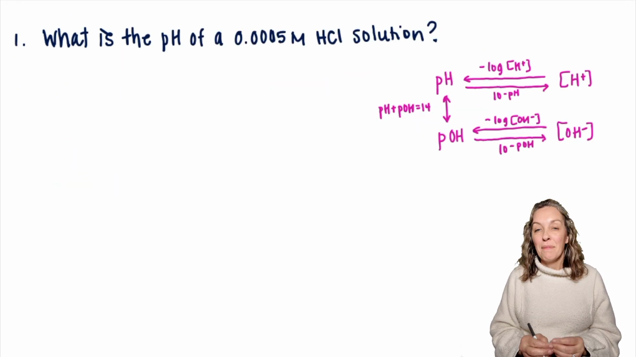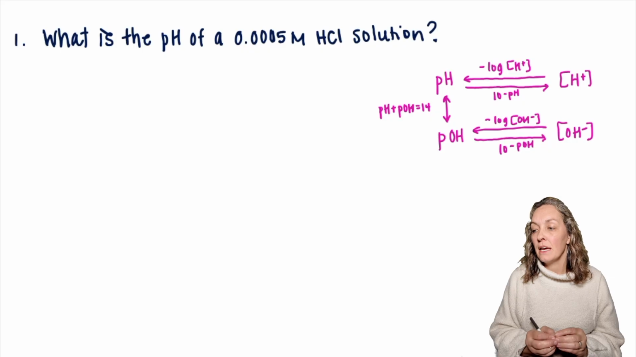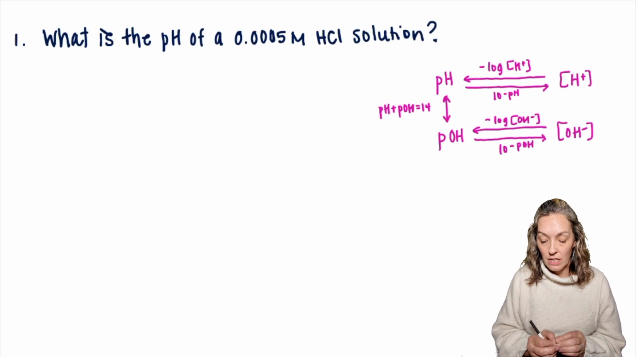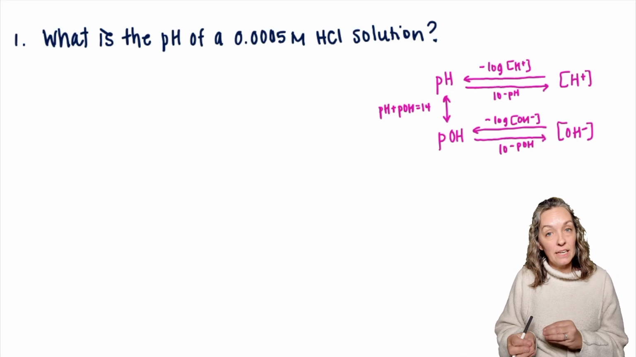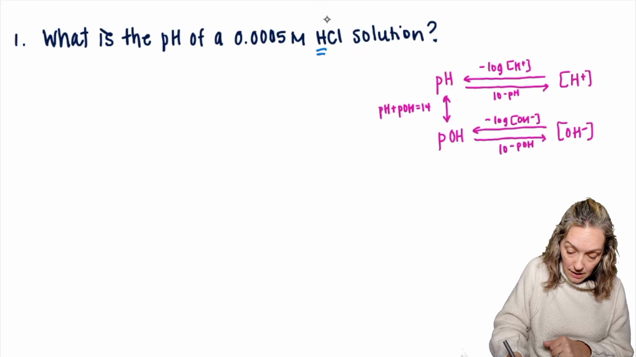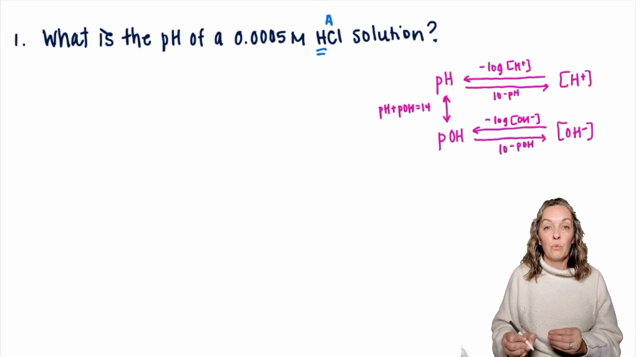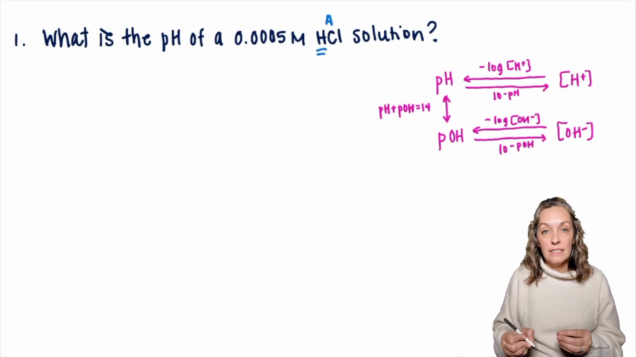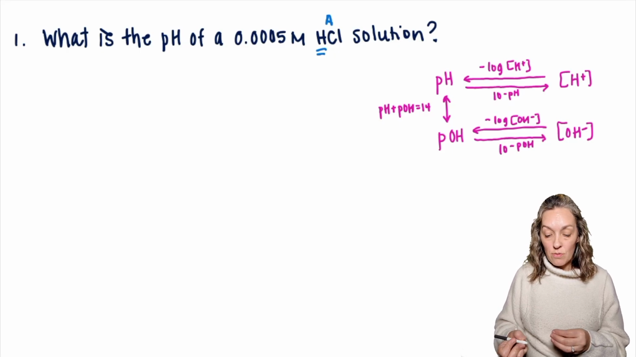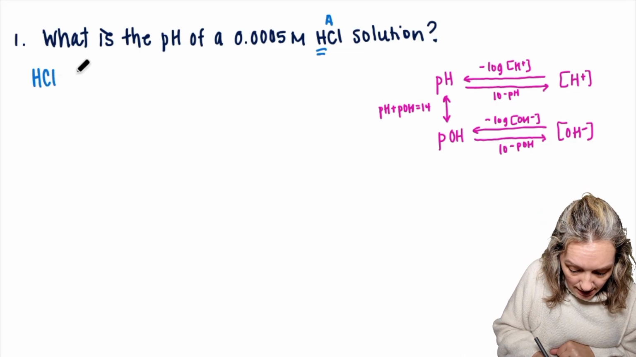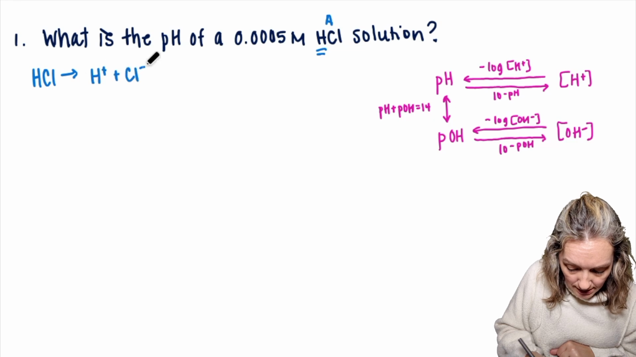All right, my first problem asks, what is the pH of a 0.0005 molar HCl solution? First thing I want to do is decide if I have an acid or if I have a base. HCl contains an H plus, which means that this is going to be considered an acid. The next thing I need to consider is what the HCl is going to do when I put it in solution. My HCl is going to break down into H plus and Cl minus.